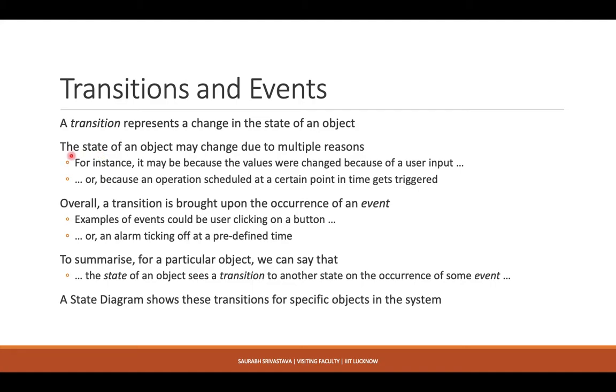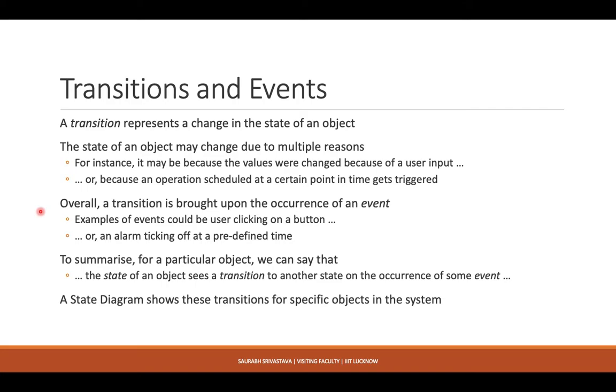So, transition represents a change in the state of an object. This state of the object could be changed due to multiple reasons. For example, let us say you're using this object to collect user input. The user typed something on the screen and pressed enter, so now you have to assign that value straight away to the object. Or let us say some scheduled operation has taken place, something that was scheduled to happen at a certain point of time, at which point the object's values change. Overall, whatever transition happens, it happens because of the occurrence of an event.